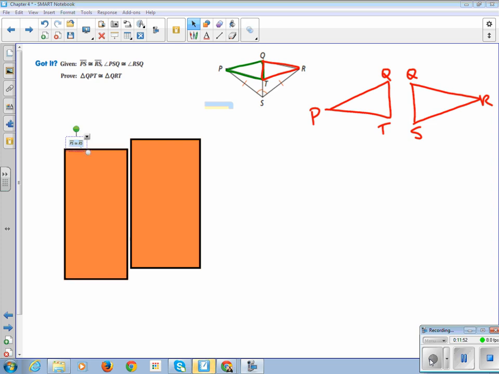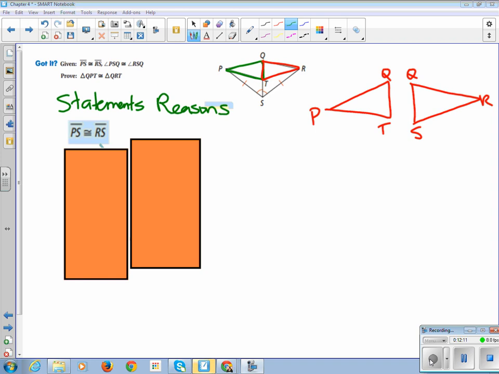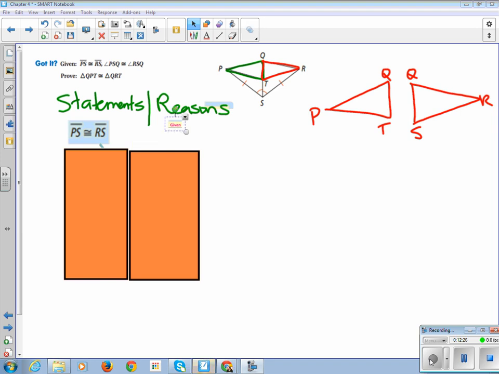All right, Santana. Love it. So we know that PS is congruent to RS. So let's do statements and reasons. So PS is congruent to RS is what reason? Kevin, please. It's the first. Always given. Number one. No matter what. Given.